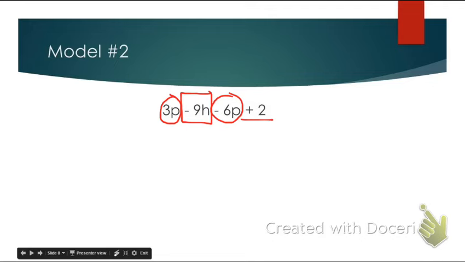What happens here is if students do not go through a process of thinking about what they can combine, they will just combine everything together. So what I might see here is 3 minus 9 is negative 6, and then negative 6 minus 6 is negative 12, plus 2 would be negative 10 pH. And this actually is not possible. We cannot combine those terms that do not have the same variables.